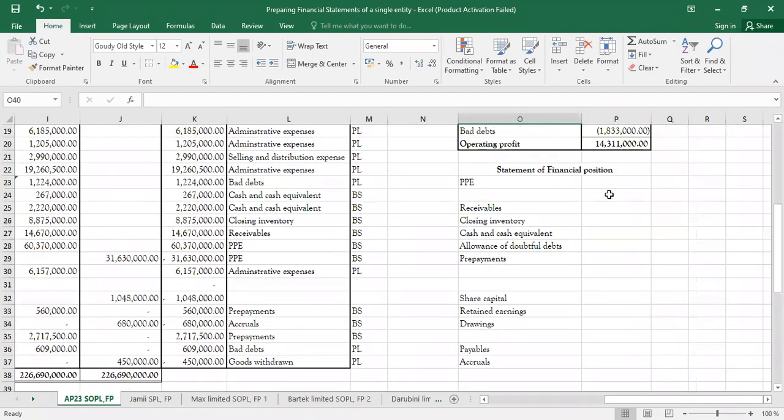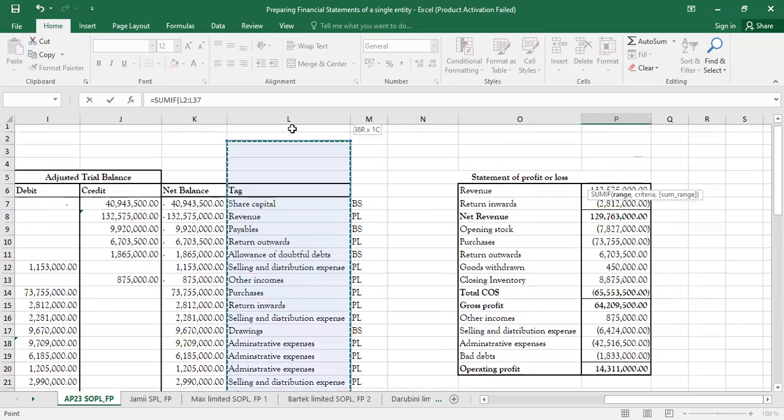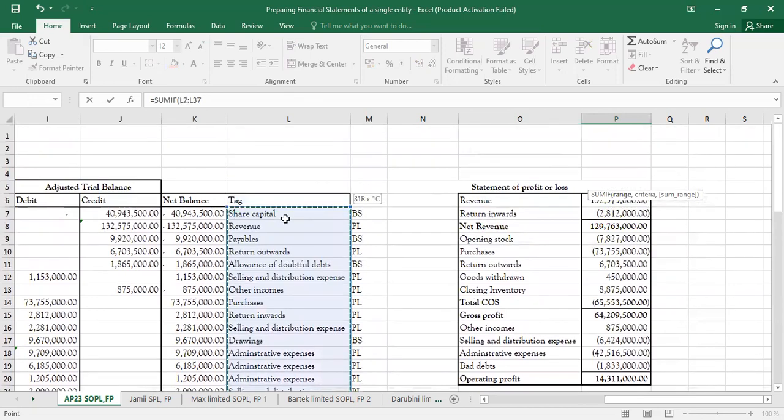So the formula is here: SUMIF, not SUMIFS. I'll show you at a later date how to use SUMIFS. The difference is when the criteria are many. So the range, remember, is our tag column, up to there, isn't it? And make sure now this range is fully locked.